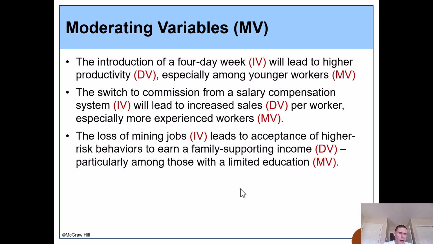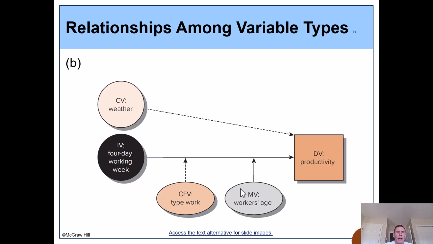And another example, the loss of mining jobs, the IV, leads to acceptance of higher risk behaviors to earn a family supporting income, which is the DV, particularly among those with a limited education, which is the MV. So you can kind of get an idea as to the directionality of this, if you will. So, relationships among variable types.